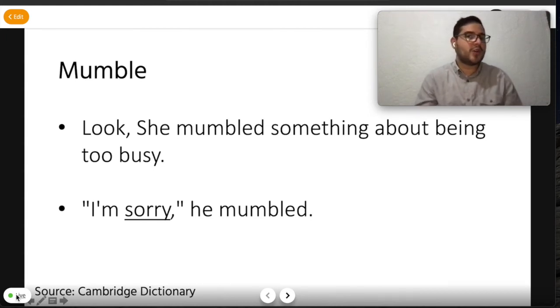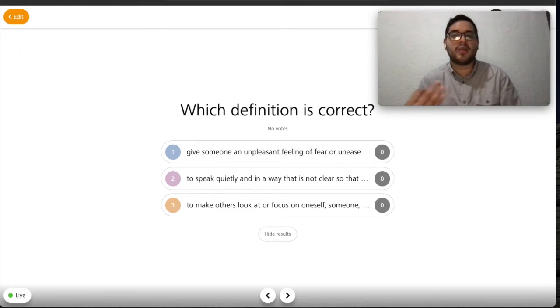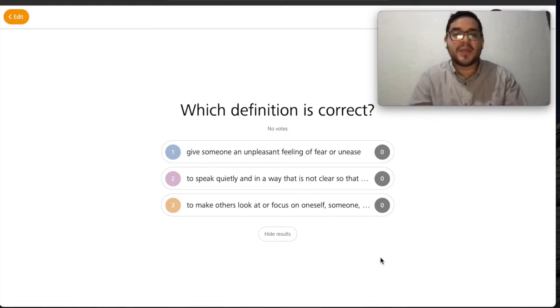So the first word is mumble. Look, she mumbled something about being too busy. The second one, I'm sorry, he mumbled. So what do you think is the definition? I'll show you the definition. There are three options, so you choose which one. Okay, perfect. The correct answer is to speak quietly in a way that is not clear.